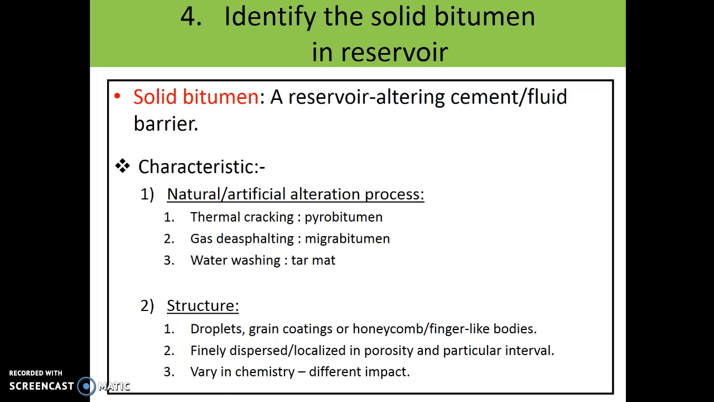So how does solid bitumen look? It looks like droplets, grain coatings, or honeycomb finger-like bodies, which will reduce the porosity and permeability of the reservoir rock. It can also be found finely dispersed and localized in porosity and particular intervals, which potentially will create a fluid barrier in the reservoir itself. It also varies in chemistry with different impacts. For example, it is formed by different processes, so it will give a different impact to the producibility of the oil.